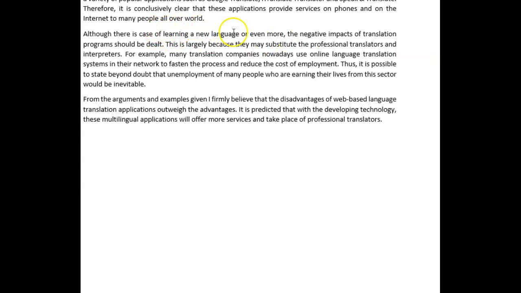"Although there is a case for learning a new language, or even more, the negative impacts of..." I don't understand this sentence at all. This doesn't make sense. Although there is a case for learning a new language, what does this mean? Or even more, that's completely unclear. You never talked about learning a new language. When you use this kind of construction, it's because you're basically saying that, yeah, I know what I said in the previous paragraph, but now I'm going to talk about the opposite side. So this is completely irrelevant. This is a sentence that you absolutely need to rewrite.